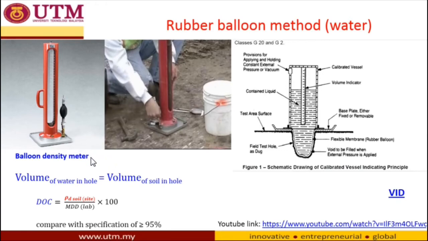As you can see from the figure, the photo shows the balloon density meter and the schematic drawing of the principal use of this method. The whole process is similar to the sand cone, from the excavated soil until the determination of the soil moisture content. The water within the rubber membrane is pumped into the excavated hole, and the volume of water is then taken as the volume of soil for further calculation.